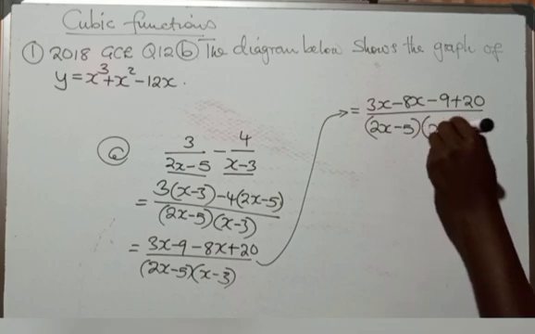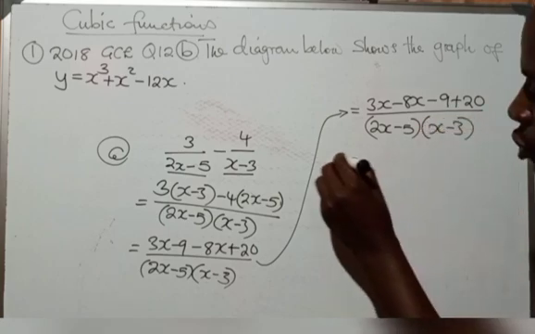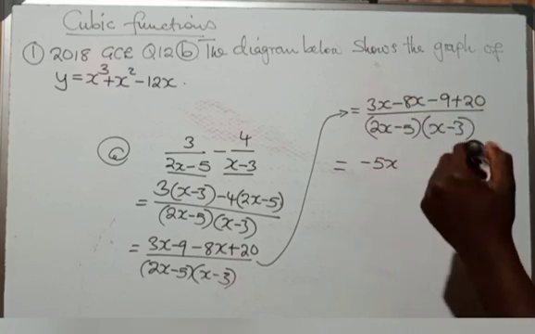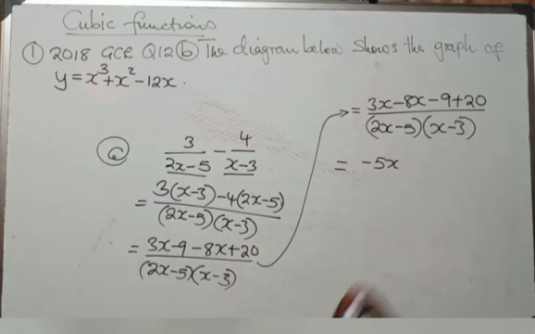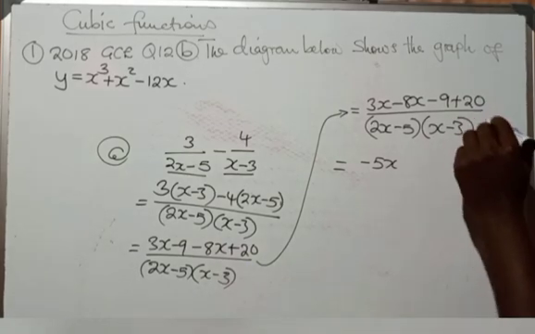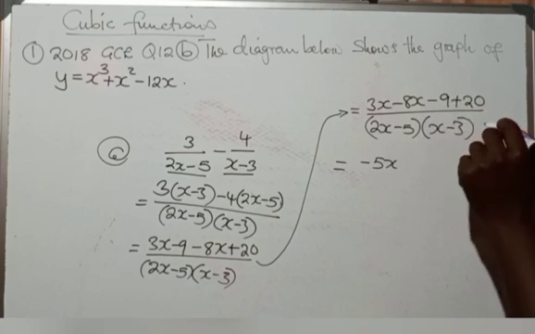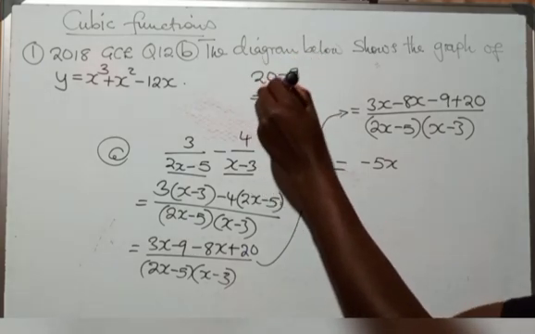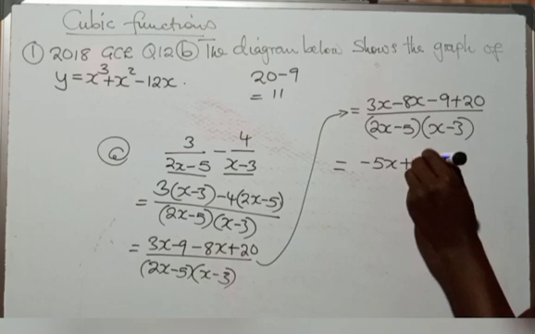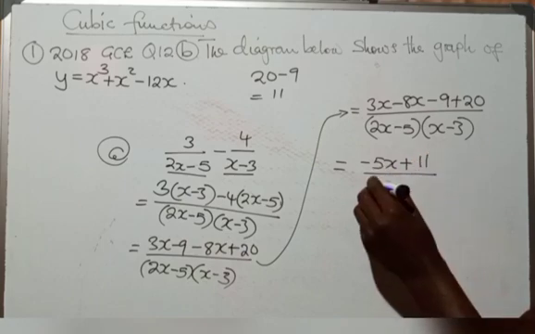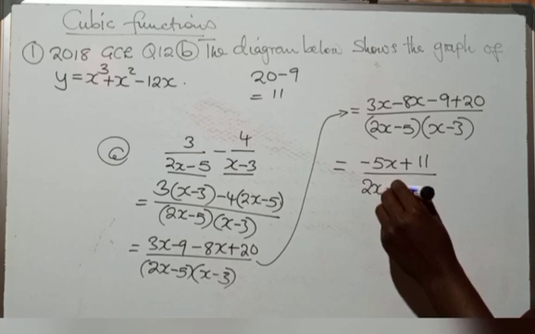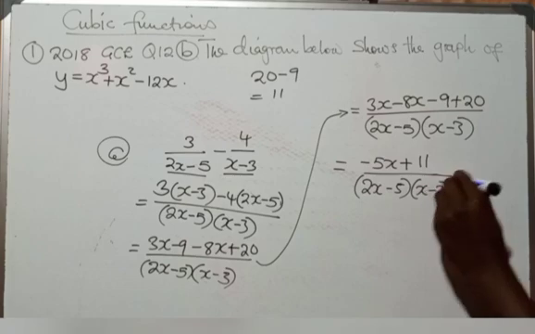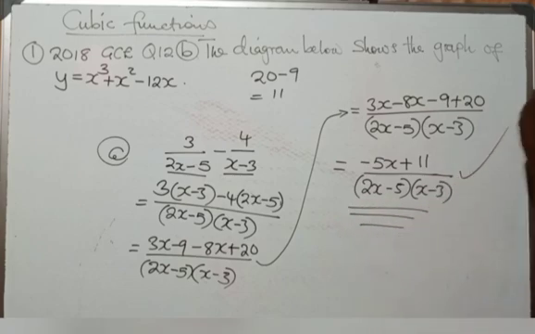Then we have x minus 3. The answer there is negative 5x because 3 minus 8 is negative 5. So negative 5x, plus negative 9 plus 20, which is the same as 20 minus 9, and the answer is 11. So we are going to have plus 11, over 2x minus 5 times x minus 3. So this marks the end of our question.